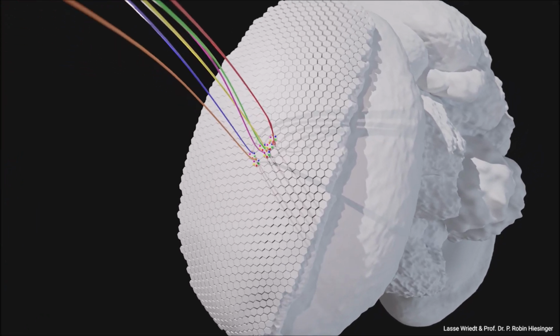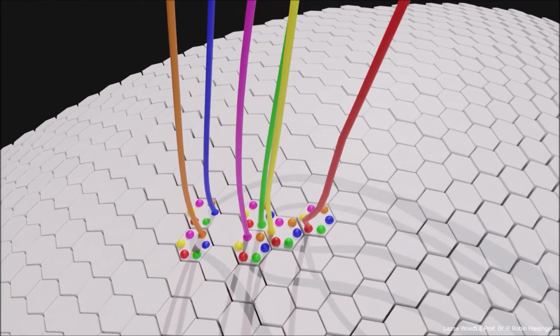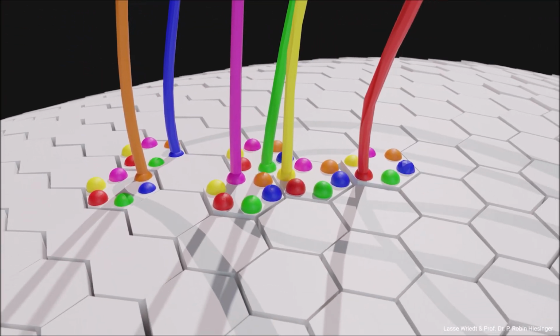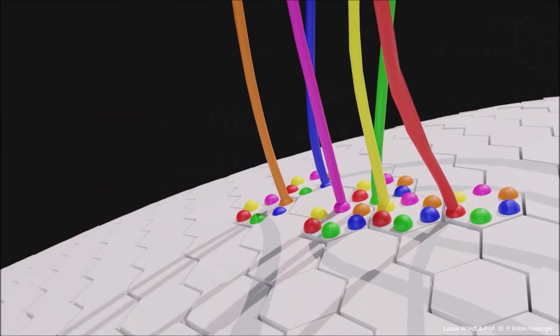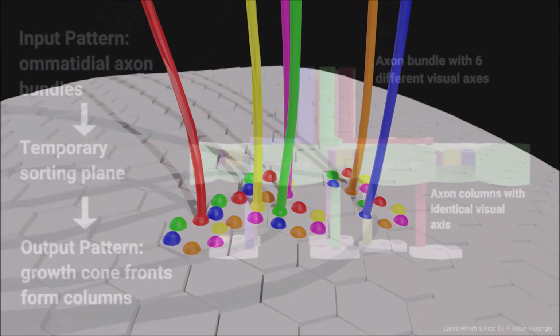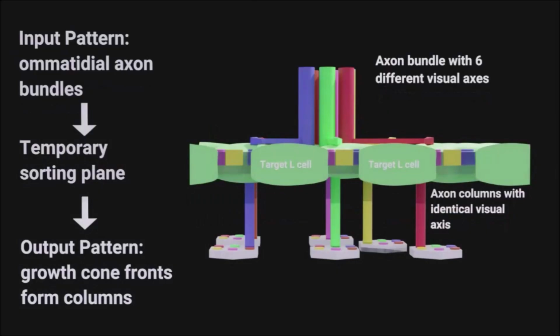But these 6 from the same ommatidium do not actually, in the adult structure, end up in the same place. This so-called neural superposition visuotopic wiring develops from an input pattern of ommatidial axon bundles that get resorted into the visuotopic wiring pattern, and that output pattern then maps neighboring points in space as neighboring points in the brain.